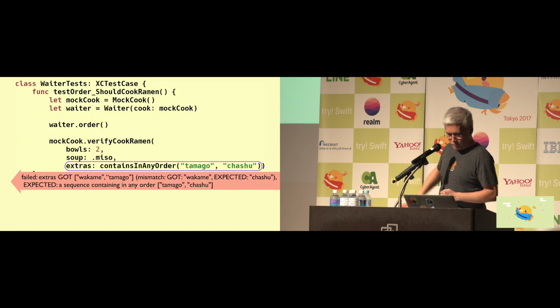Now read the beginning. It tells you the actual value of the extras parameter. Then it tells you in detail about the mismatch. Got wakame, expected chashu. Now we have a test that isn't fragile, which also gives a very detailed error message. When a unit test failure gives us enough information, we can often figure out what's wrong just from the test name and the failure message.